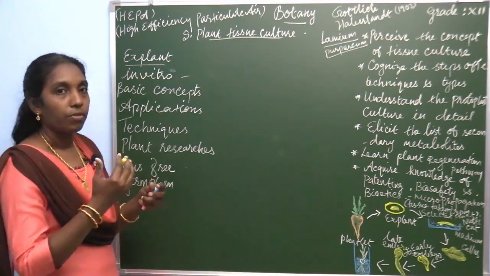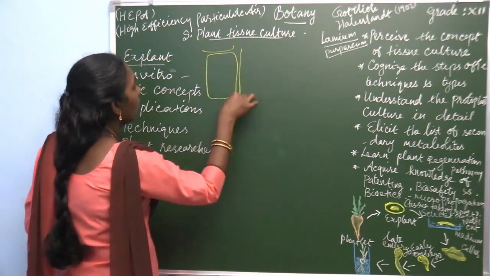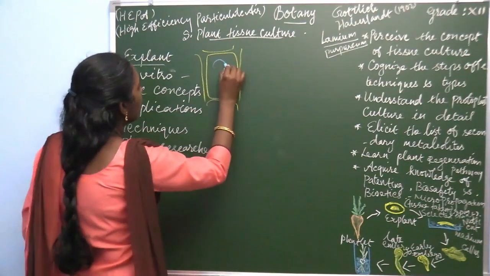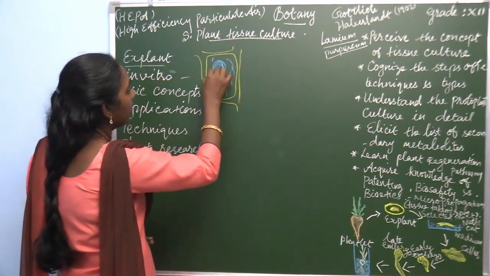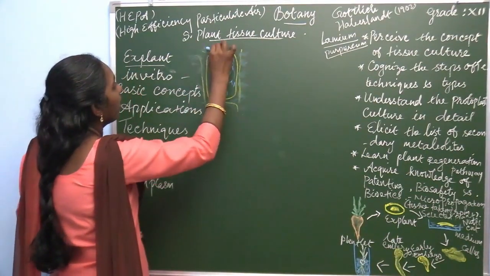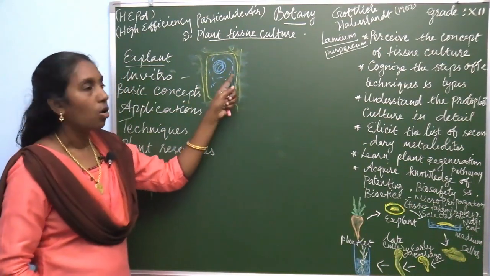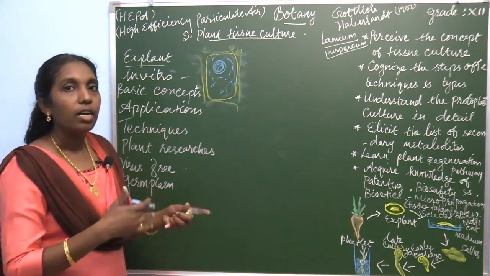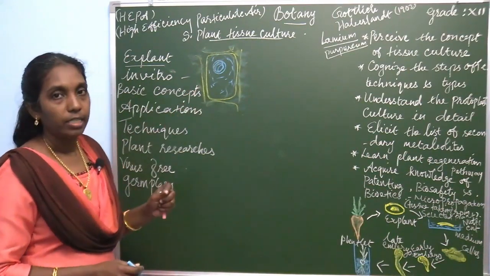Here the protoplast of the plant: if you take the plant cell, it contains the cell wall. Inside there is a nucleus and all kinds of cell organelles are present in it. So removing this cell wall, everything present inside it is called protoplast. So isolate this and culture it under aseptic condition, this technique is called plant tissue culture.